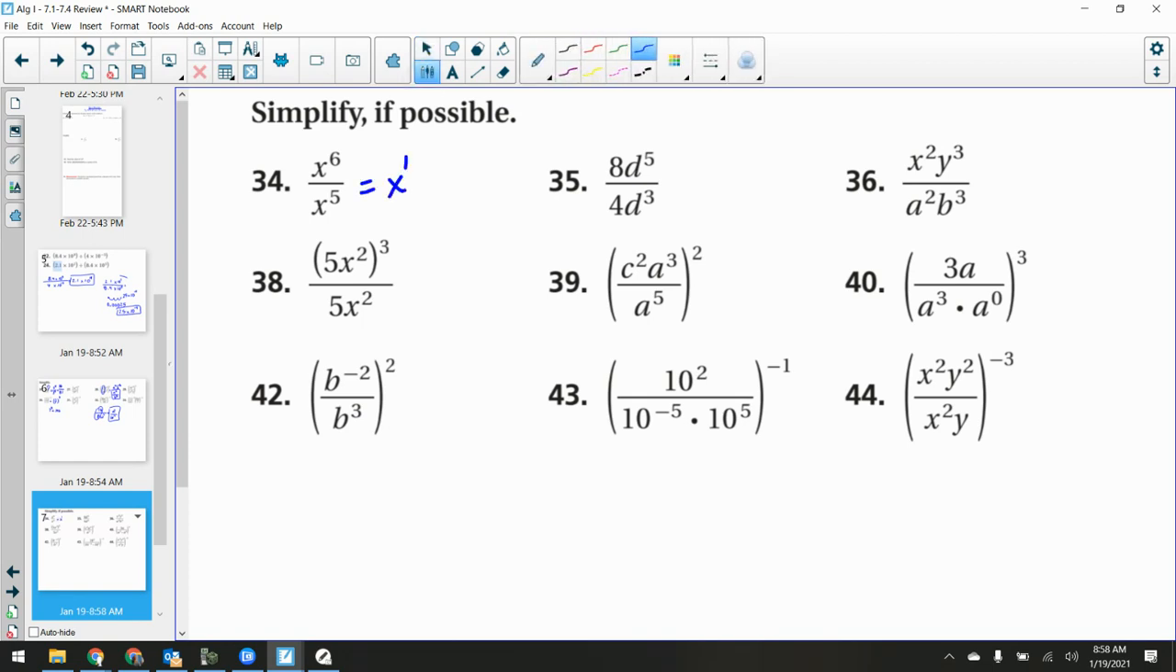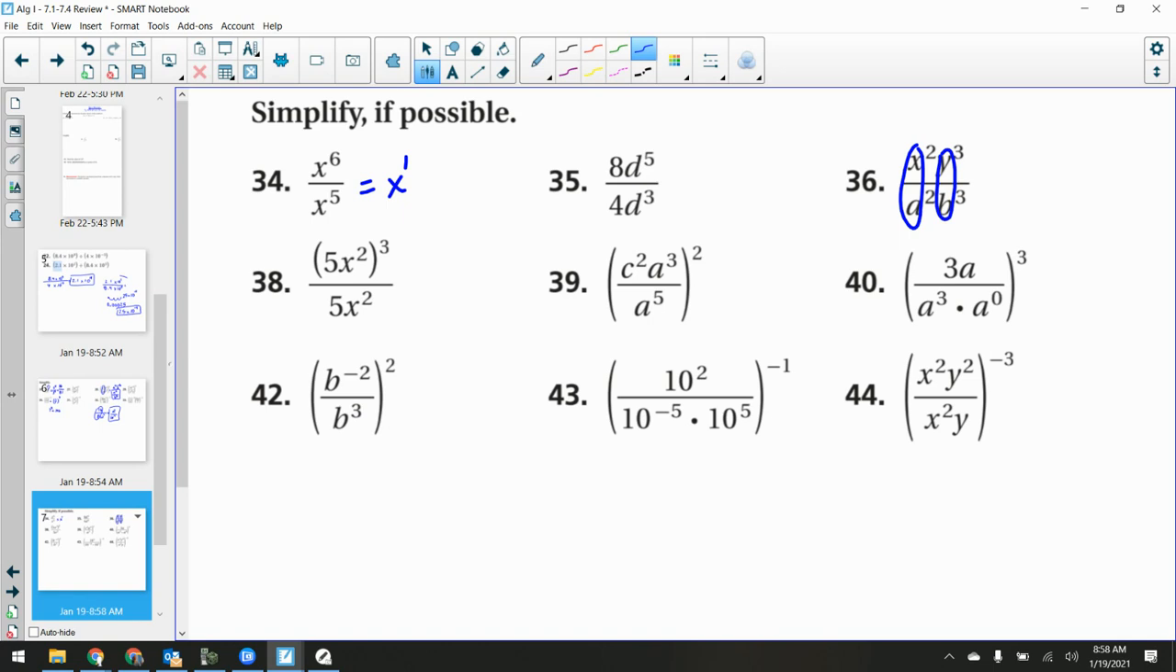Number 36. Mackenzie. I don't think you need to change it. Exactly. This is a tricky problem. Is there anything to simplify? No. You can't do this because those are not like bases. There's no negative exponents. There's no zero exponents. This is actually simplified as it sits.